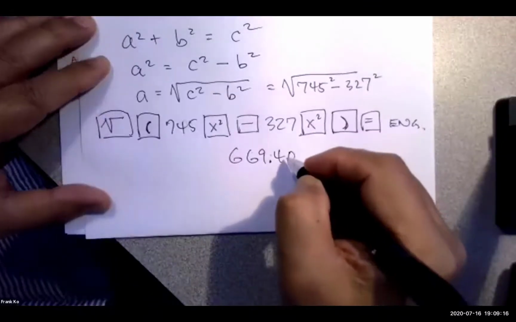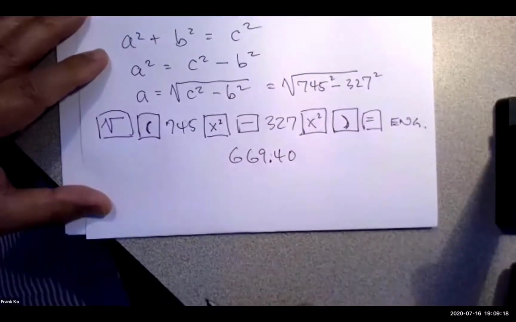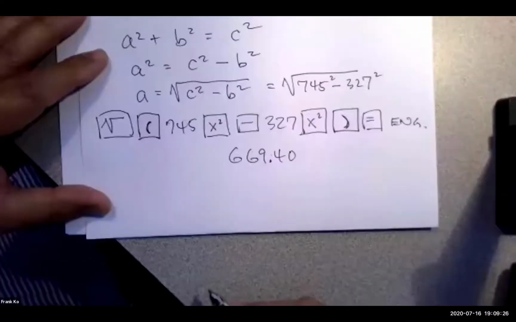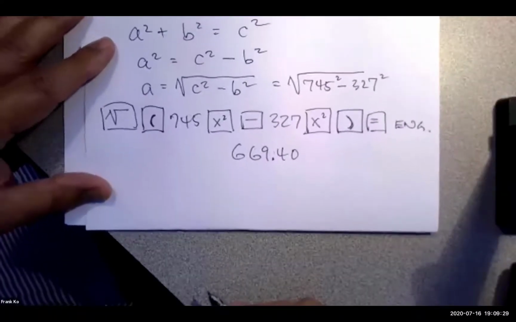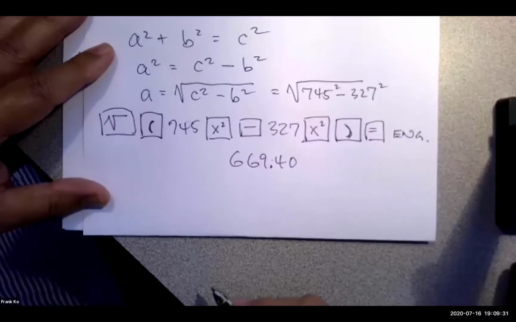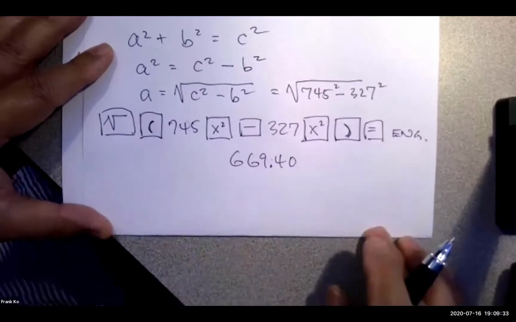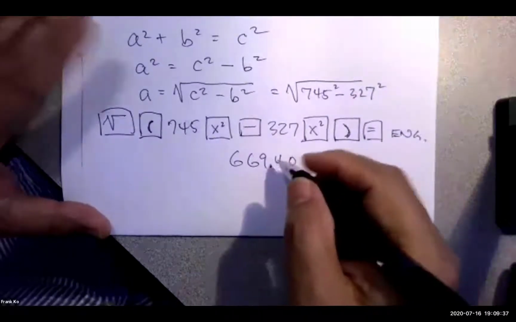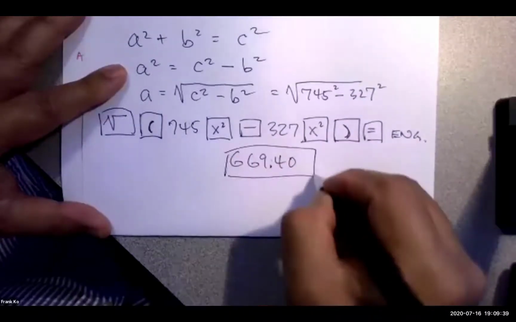669.40. How many people give us a thumbs up? I have 1 thumbs up, 2 thumbs up. That's pretty good. 3 thumbs up, 4. All right. Doesn't it make you feel good? Yes, there's a few people backing you up. All right. So this is equal to the unknown side.